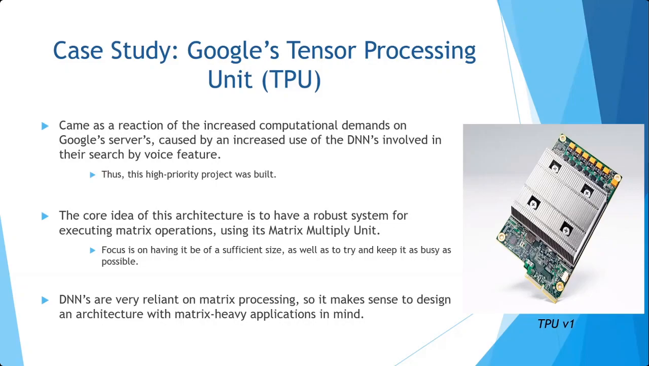And the focus is on having it be of a sufficient size, as well as trying to keep it as busy as possible. And on that same token, deep neural networks are very reliant on matrix processing, so it makes sense to design an architecture with matrix-heavy applications in mind. And that's a picture of the TPU on the right-hand side, version 1. There are 3 versions now. Version 3 and version 4 is coming out, I believe, in the next couple of years.